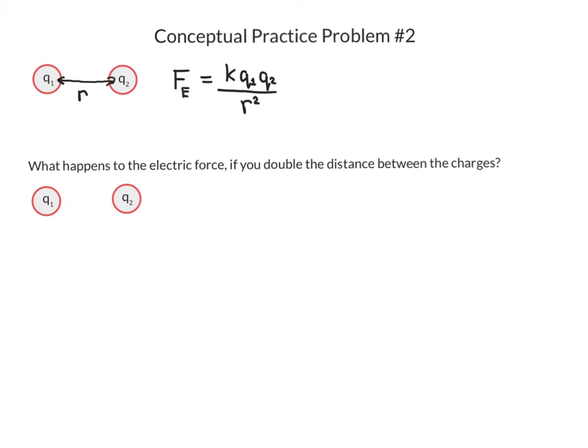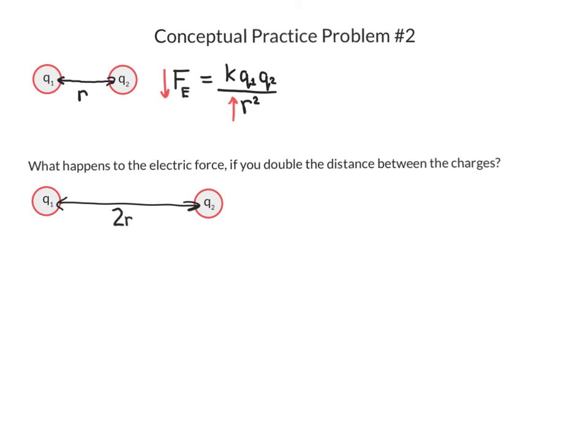Here's another practice problem. Again, recalling that when Q1 and Q2 charges are separated by distance R, the electric force is given by K times Q1 times Q2 over R squared. Now, what happens to the electric force if you double the distance between the charges? That is, we move Q2 to twice the distance away from Q1, or 2R. If you remember, Coulomb's law says the electric force depends inversely on the separation between the charges. So if this separation increases, we could predict that then the electric force is going to decrease.